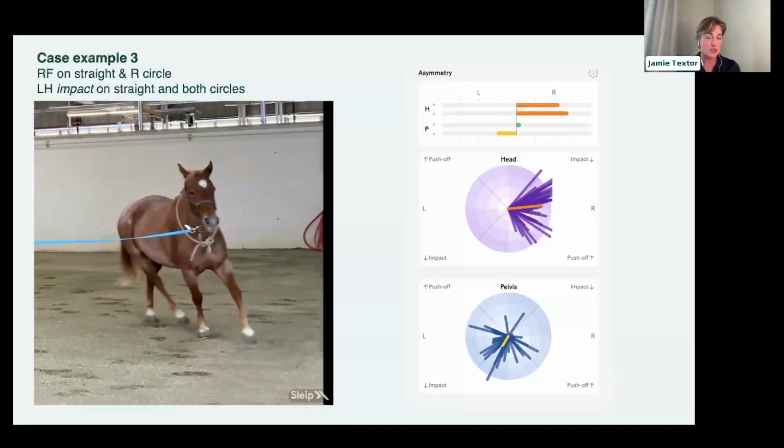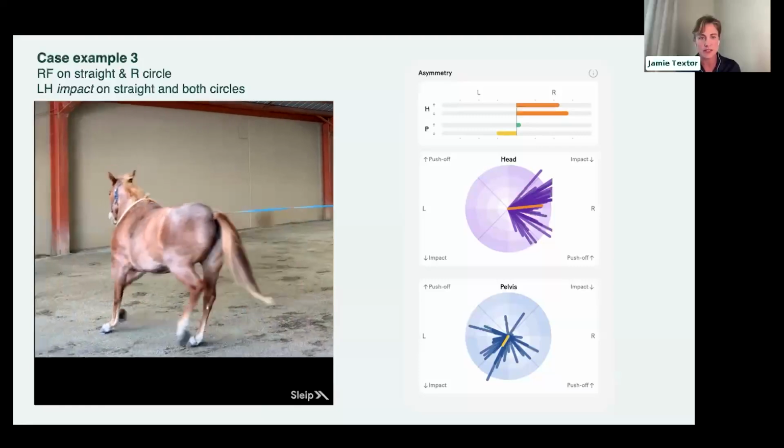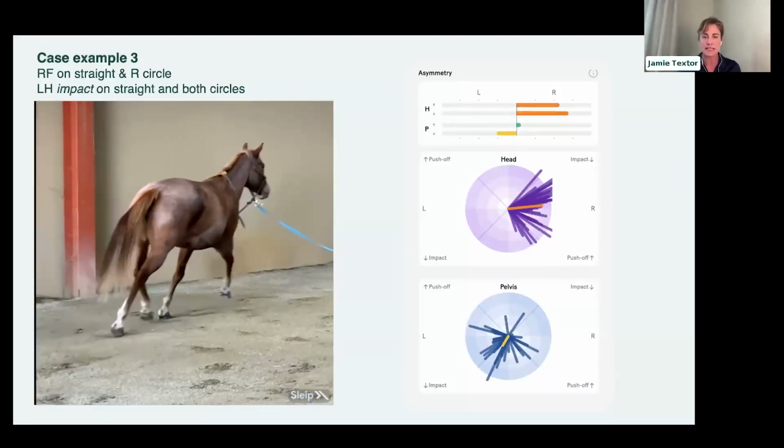Interestingly, nice stride length here in this right front. Sometimes she's really stretching it out, but nonetheless has some asymmetry there. And you can see her kind of leaving that left hind behind.